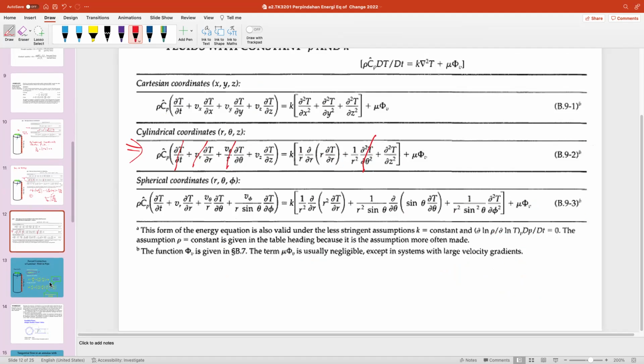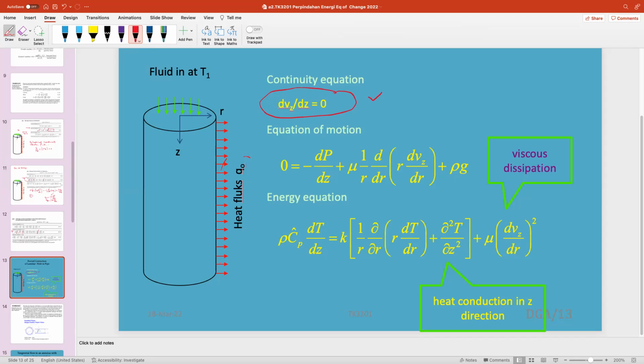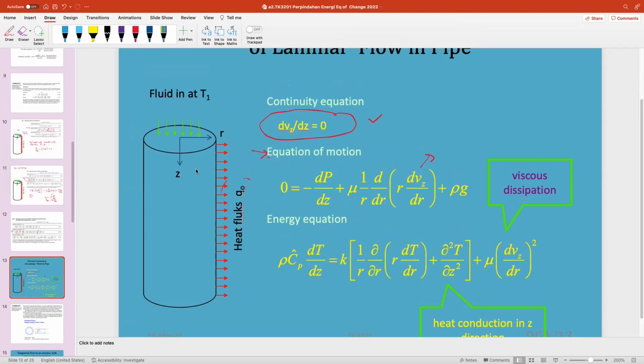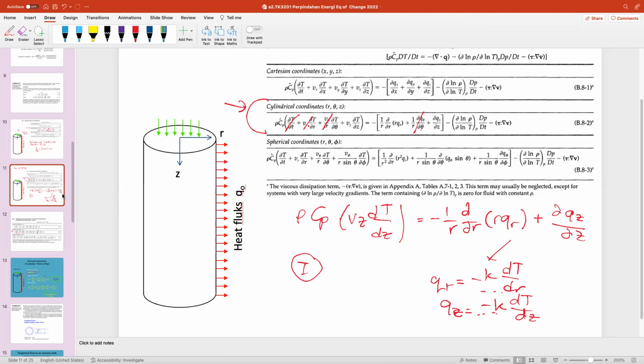Okay, now this one I checked from the PowerPoint from Pak Arsa before. In here Pak Arsa is also adding the equation of motion if you want to look at the velocity profile. We also know the velocity profile from the equation of motion, because the velocity in the center is going to be different from the sides, for example. And the energy equation we get is similar, of course, to this one.